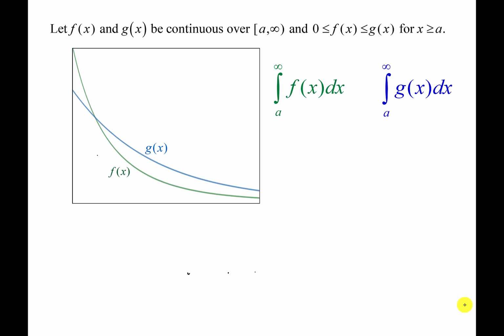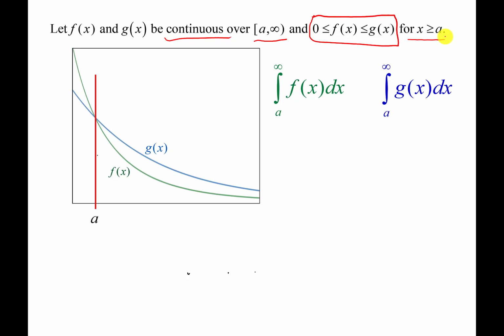We want to look at these two functions, f of x and g of x, and they are continuous functions on this interval from a to infinity. Another property about them is they are above the x-axis, and f of x is always less than or equal to g of x if we are greater than or equal to a. So if we're looking at this point a, notice anything to the right of that, when x is greater than a, g of x is always greater than or equal to f of x. It's just a visual example of that property.